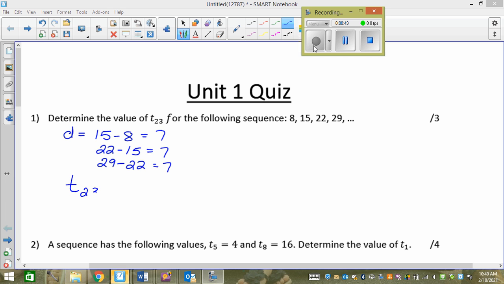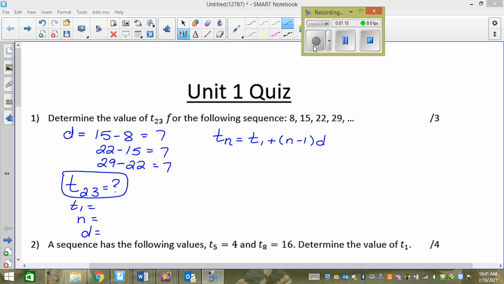So that's the only unknown I can have. And if it's T and it's arithmetic, I only have one formula I can use. It's Tn equals T1 plus (n minus 1)d. So I need to know what T1 is, I need to know what n is, and I need to know what d is, right? Because the only one I can be missing is one unknown, and that's what it's asking me for, is T23. T1 is what in this sequence?